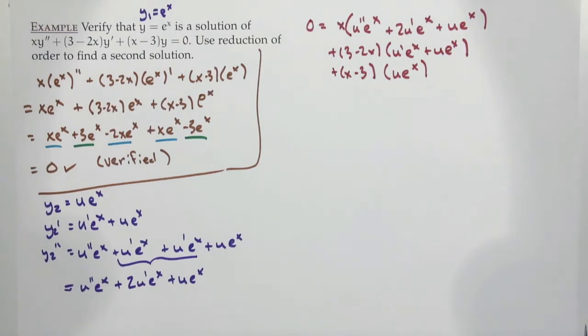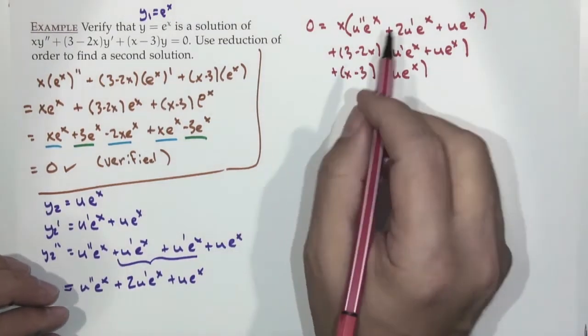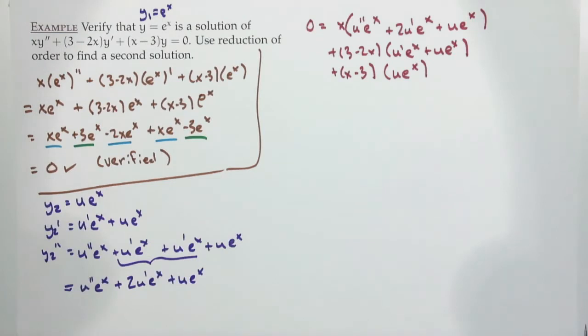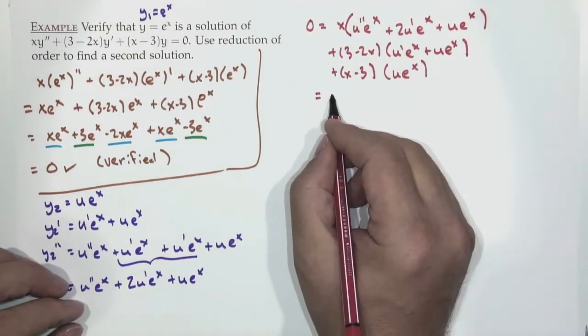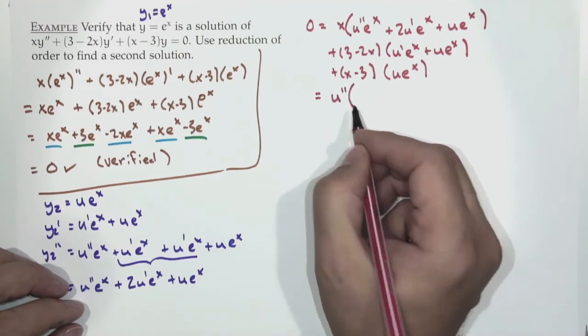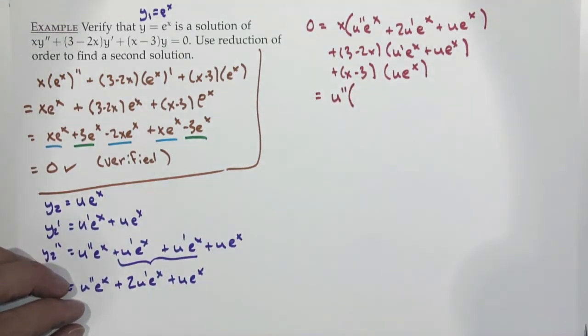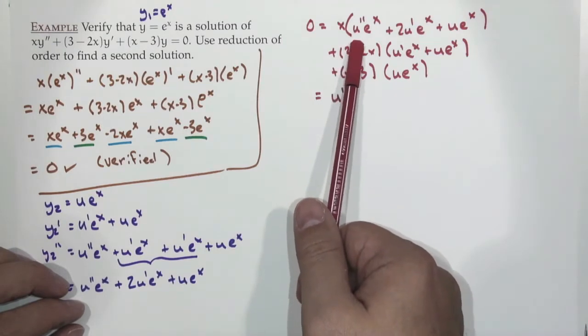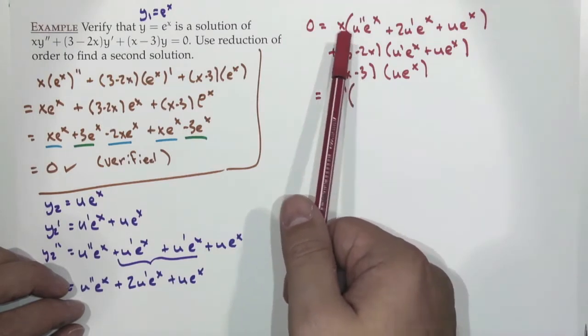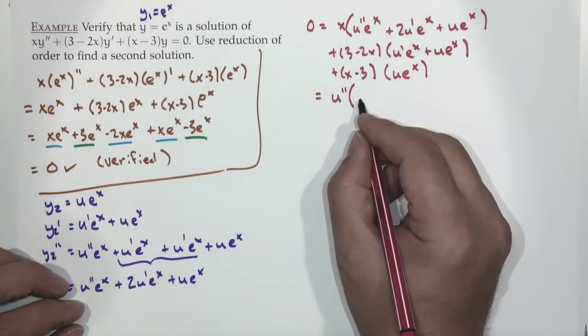All right. Now at this point, you gather. Okay, so we gather according to the u's. There's a u prime, there's a u double prime. So we gather by those derivatives. So we say, all right, what's happening with u double prime? Do we have any u double primes? Yeah, we have one of them right here. What goes with that? x e to the x. And that's it for u double prime.